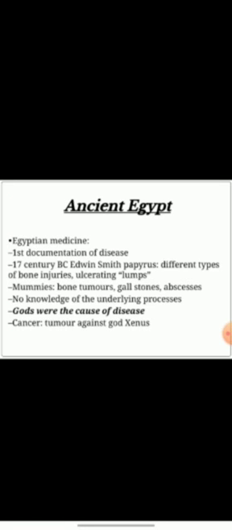First of all, ancient Egyptian people used to mummify the body. In the 17th century, the Edwin Smith Papyrus studied different types of bone injuries and gave them the name ulcerating lumps. In the mummies, they also studied bone tumors, gallstones and abscesses. But they did not know the underlying process of disease. So they felt that gods were the cause of the disease, and any tumor they said was against the god's genius. So this was all about the ancient belief of Egyptian people about tumor and disease.